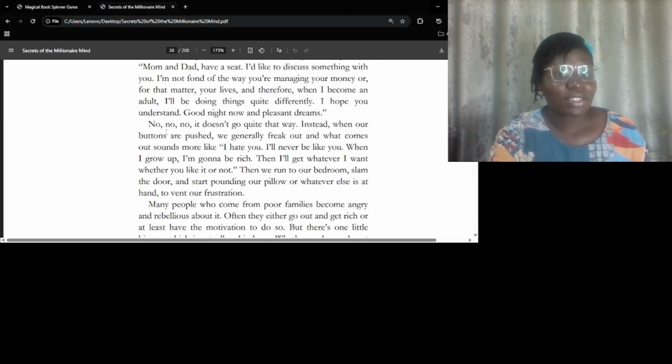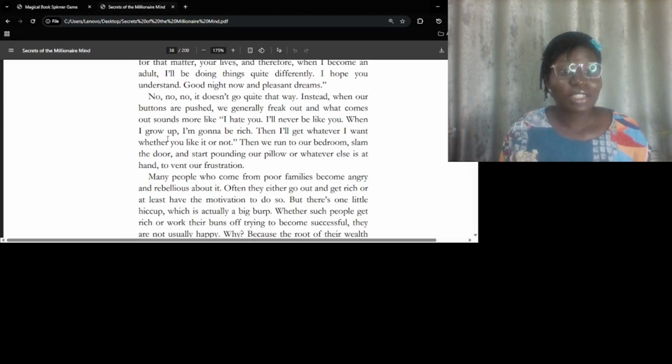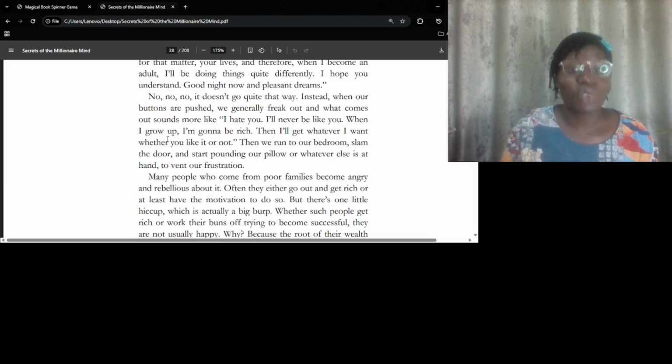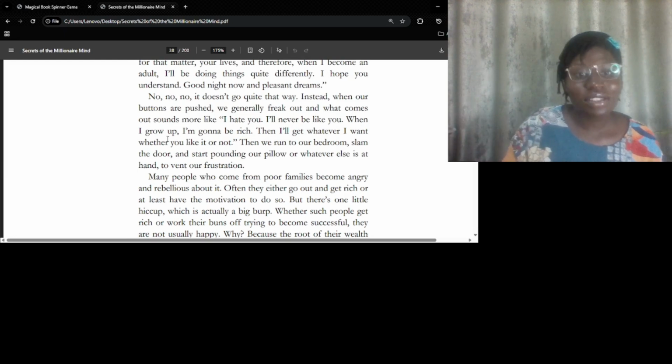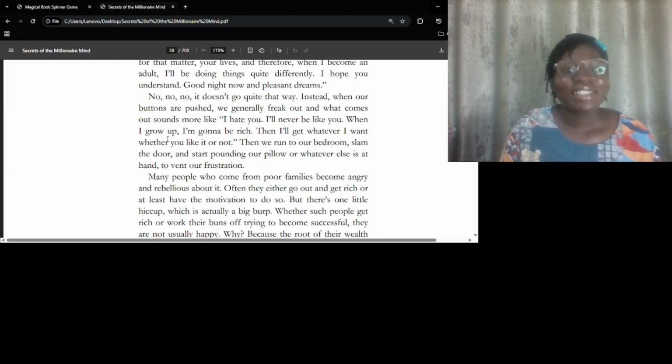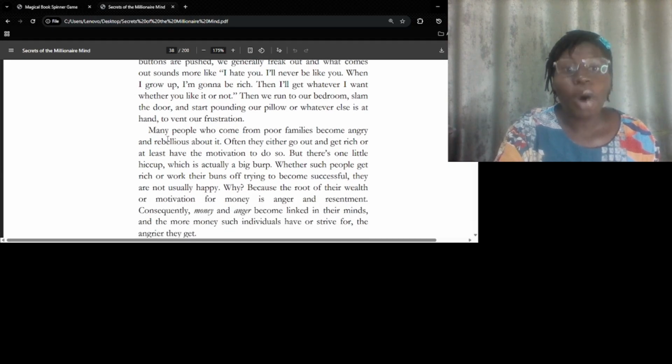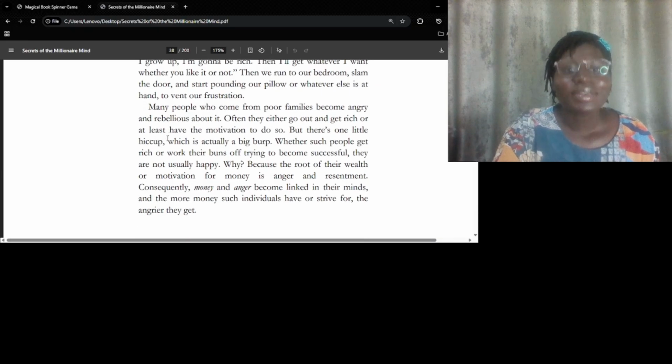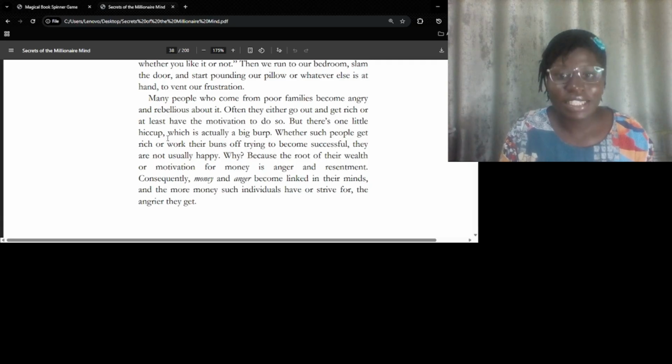Instead, when our buttons are pushed, we generally freak out, and what comes out sounds more like, I hate you, I'll never be like you. When I grow up, I'm gonna be rich. Then I'll get whatever I want, whether you like it or not. Then we run to our bedroom, slam the door, and start pounding our pillows or whatever else is at hand to vent our frustration. Many people who come from poor families become angry and rebellious about it. Often they either go out and get rich or at least have the motivation to do so.